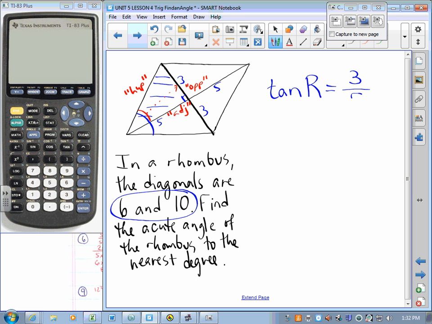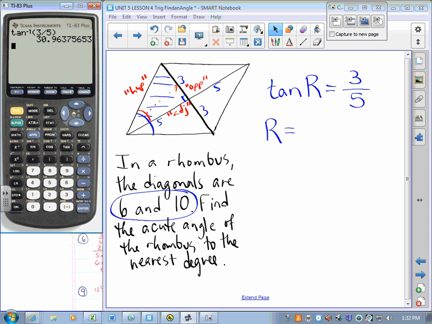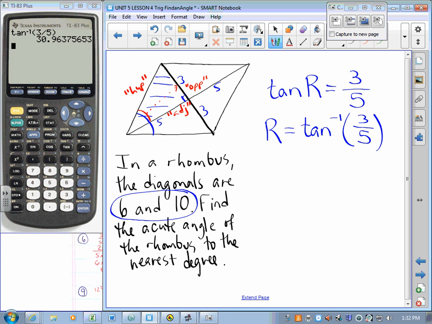Opposite over adjacent. So now how do I find angle R? Angle R is going to be the angle whose tangent is 3/5. And that's exactly how I'm going to write it. I'm going to say the angle whose tangent is 3/5. And so R is 30.963, etc.